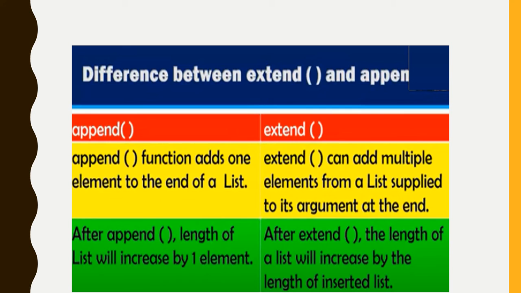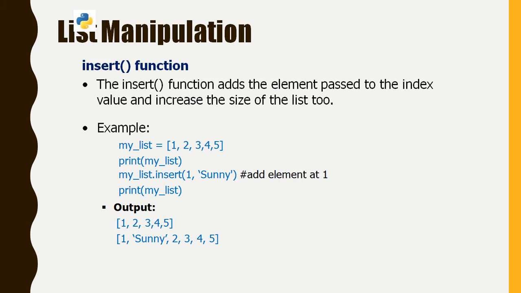What is the difference between extend and append now? In case of append, the function adds one element to the end of the list. Extend can add multiple elements from a list passed as its argument at the end. After append, the length of the list will be increased by one element. After extend, the length of the list will be increased by the length of the inserted list.